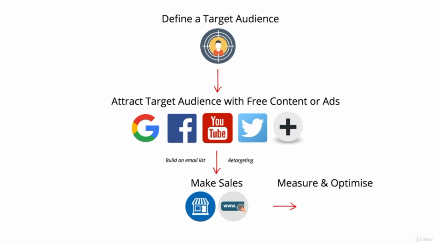Now, the final step in the process is to measure and optimize, and you can do this for free with Google Analytics. And really, this is just to make the whole process better and better. So if you know that a lot of people are coming to your site from YouTube and they're buying stuff, well, you can see that in Google Analytics, and then you can put more free content or ads on that channel to drive more sales. But it's so important that you're measuring what you're doing, because that's the only way that you know what's working, so that you can do more of it.